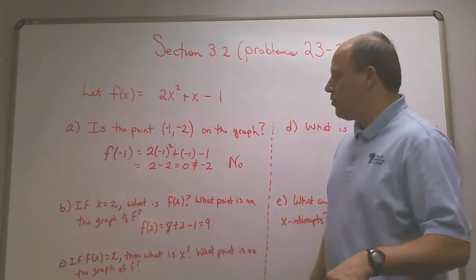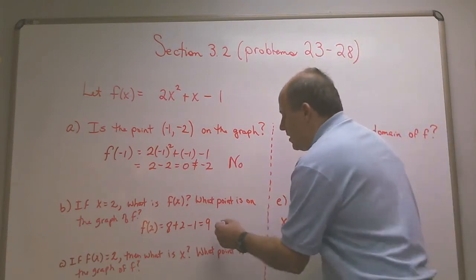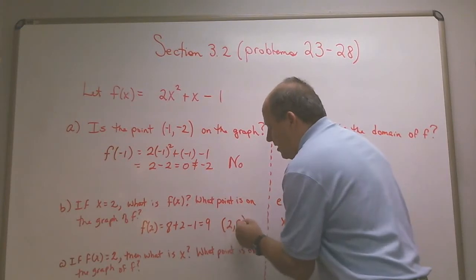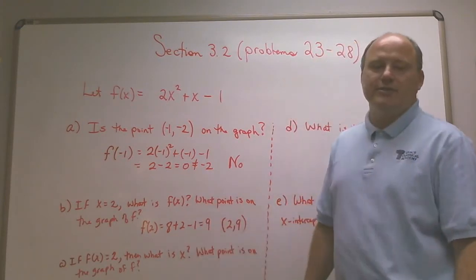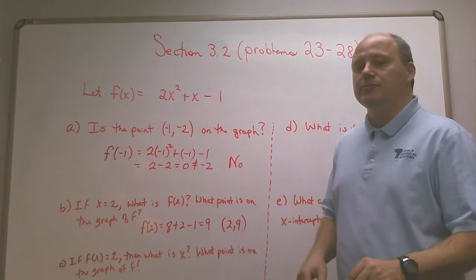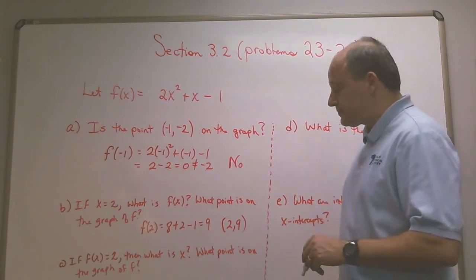And the last part is what point is on the graph of f of x. So when I put in 2, I got 9. So (2, 9) is the point. (2, 9) is an ordered pair. So that is a solution point for that particular function.